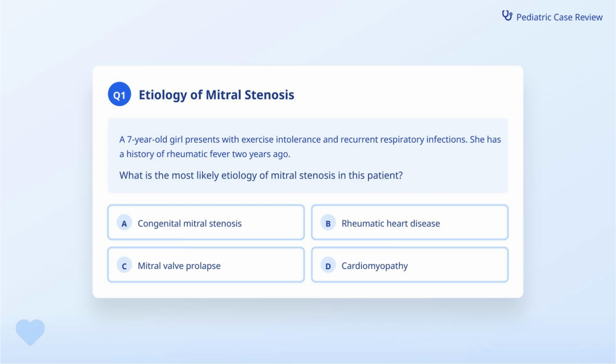A 7-year-old girl presents with exercise intolerance and recurrent respiratory infections. She has a history of rheumatic fever 2 years ago. What is the most likely etiology of mitral stenosis in this patient? Option A, congenital mitral stenosis. Option B, rheumatic heart disease. Option C, mitral valve prolapse. Option D, cardiomyopathy. Consider the patient's history of rheumatic fever in a typical presentation.